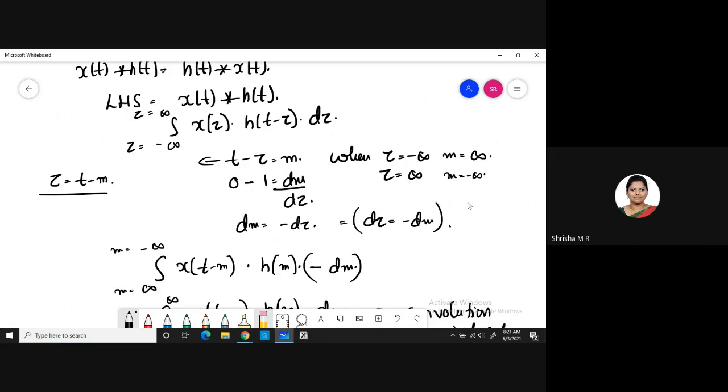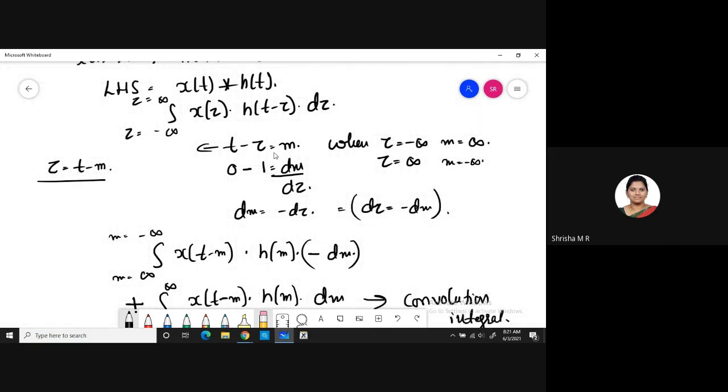Next, I'll differentiate this expression with respect to tau. In t minus tau equal to m, t is a constant with respect to tau, so it becomes 0. If you differentiate tau with respect to tau, you get 1. So 0 minus 1 is equal to dm by d tau. So we can write dm is equal to minus d tau, or d tau is equal to minus dm. In place of d tau, we have to put minus dm.